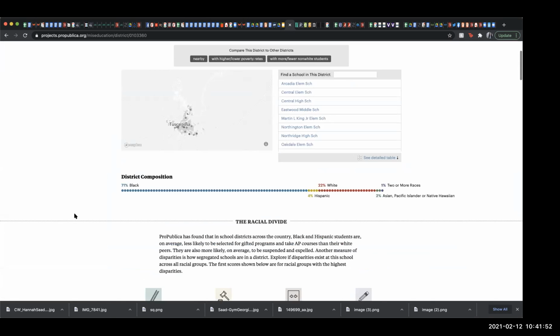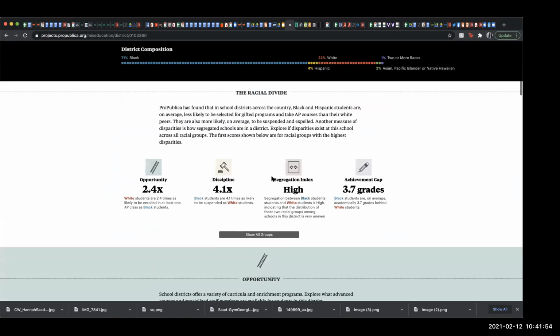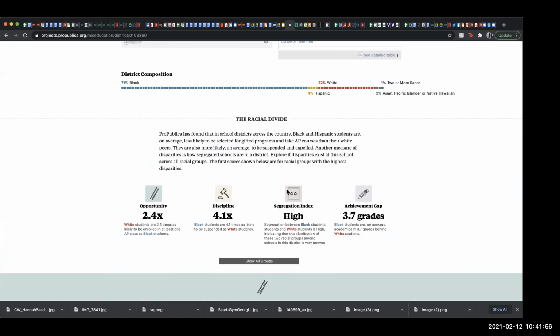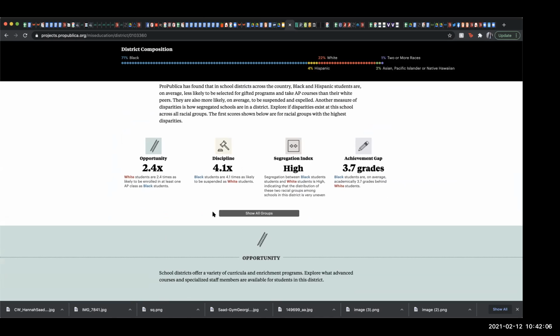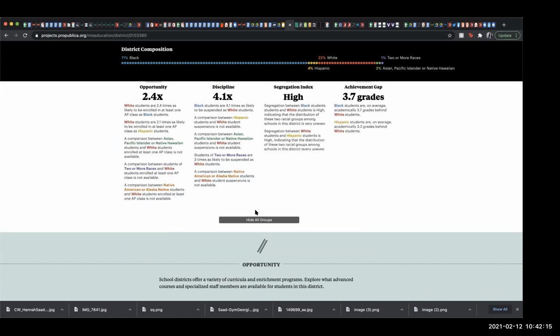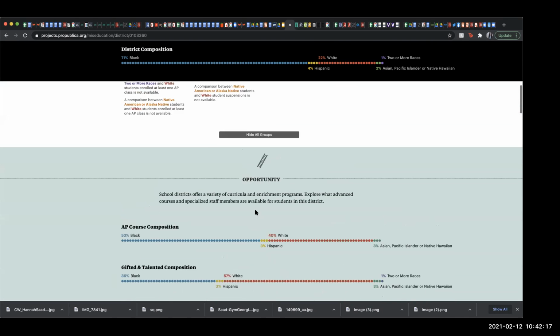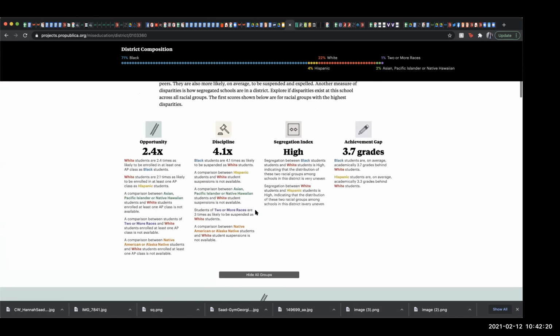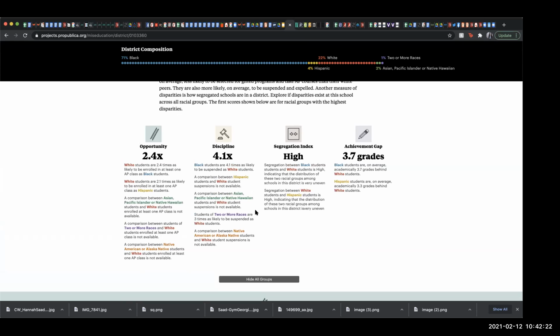And so it gives me demographics, it gives me a high segregation index, which we know already after years of reporting on the school system. Black students are 4.1 times more likely to be suspended than white students. They are using not only demographic data, but they're using discipline data that's required by law to be public information.